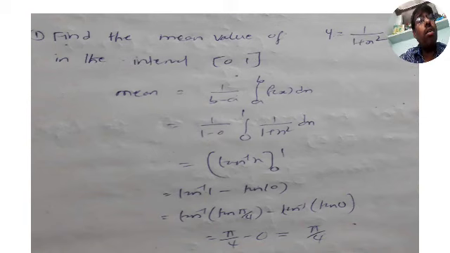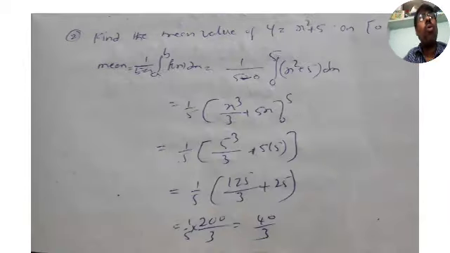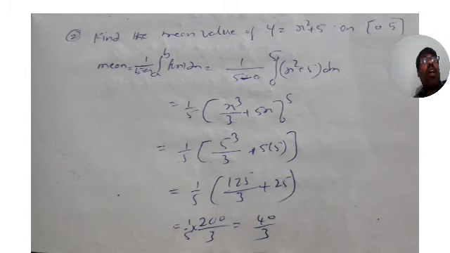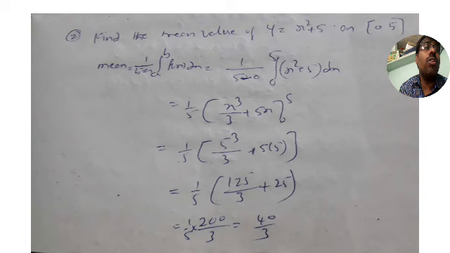So let me quickly go to the next problem, guys. Now the second problem is: find the mean value of y is equal to x square plus 5 on the closed interval 0 to 5. Just write the formula and substitute the things so that you will get the answer. I will give you time for 1 minute.